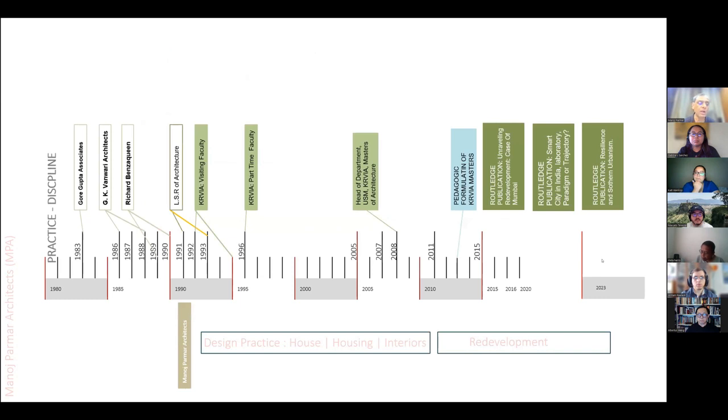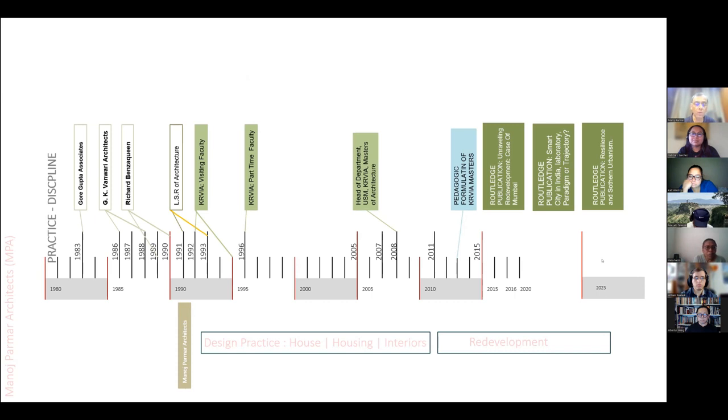And largely now coming to myself, I graduated in '86, and I attended the University of Miami, Florida in '88 to '90. In '91, I came back to India. In '92, I joined KRVIA as a visiting faculty, and also started my firm known as Manoj Parmar Architects, MPA. Slowly I became part of KRVIA as a tenured, contractual faculty. I headed a postgraduate program for almost 12 years. Currently, from 21 onwards, I'm the director of KRVIA.